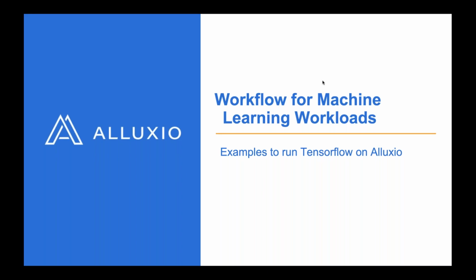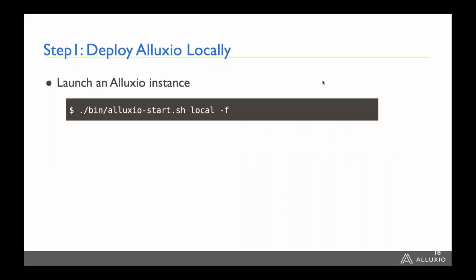So here I want to show a workflow to run machine learning workloads step by step. First, you have to launch Alluxio. This shows you how you deploy Alluxio locally by launching an Alluxio instance using one single command, alluxio-start.sh with the argument local with -f. What this is doing is starting a local Alluxio cluster, and we will start this as a whole new cluster by formatting the Alluxio file system. So there will be no files in Alluxio after starting this. This is a whole new file system start.